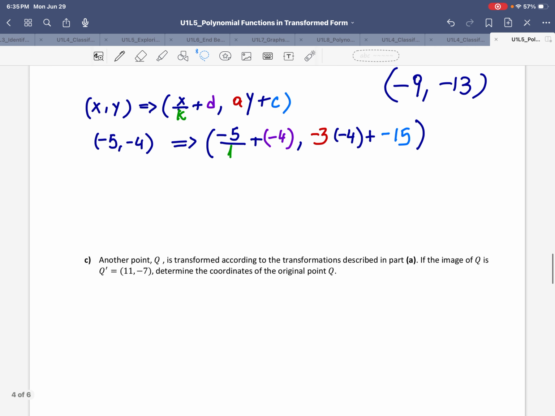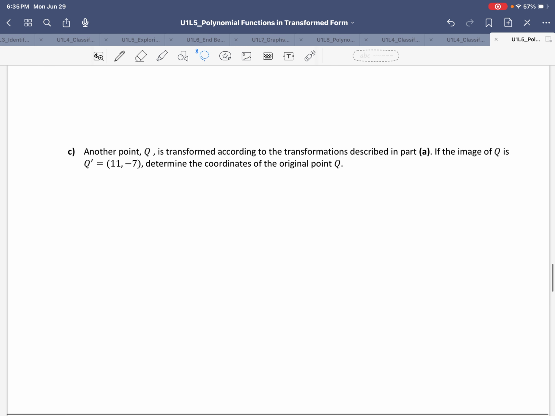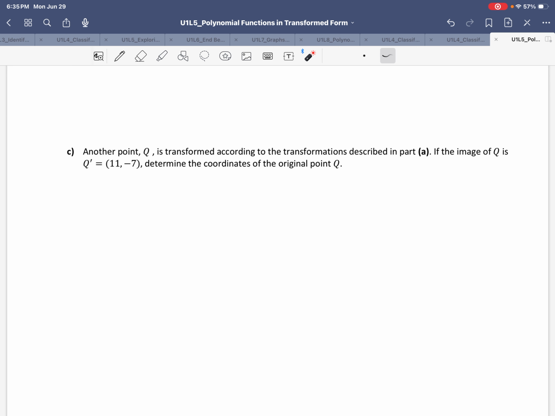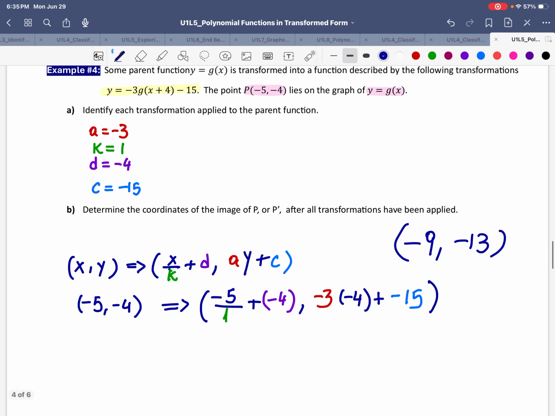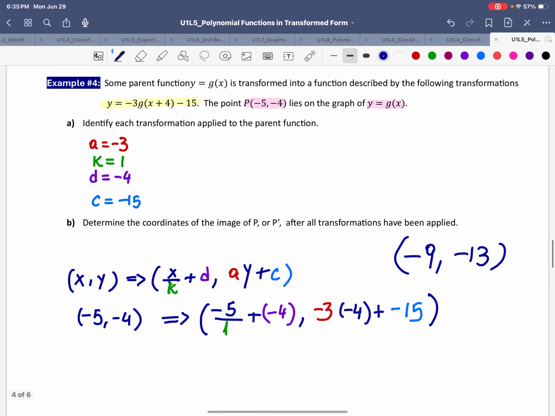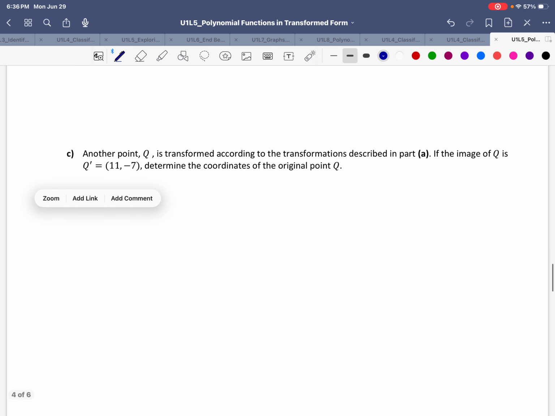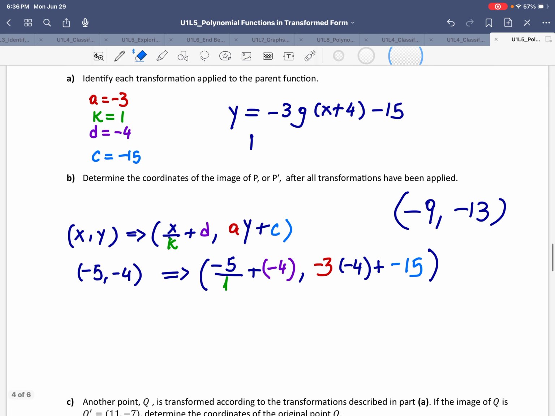Now, in the next question, we have another point that has been transformed according to the transformations as described in part A. So what I'm going to do is rewrite that equation one more time. So we have y equals -3 times y plus 4 minus 15. And we have the same point? No, it's a different point. So we just need this equation. So let's grab this equation.